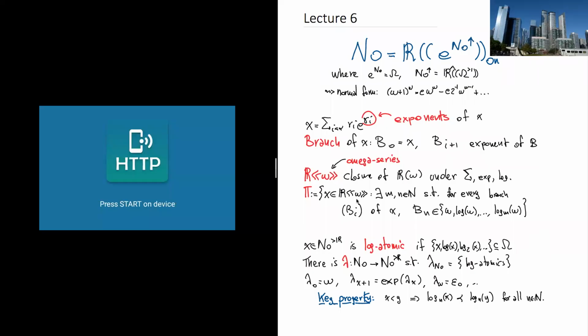Okay, so today we're moving forward with the main theorem that Alessandro was mentioning at the end of the last lecture, that we can put a derivation on surreal numbers, and it's a nice derivation. But let me give a very quick summary of what we have seen so far.